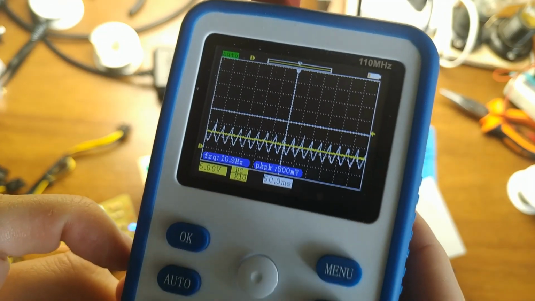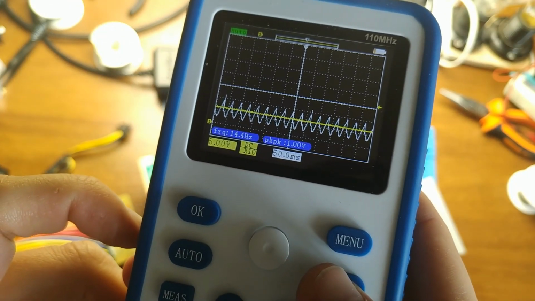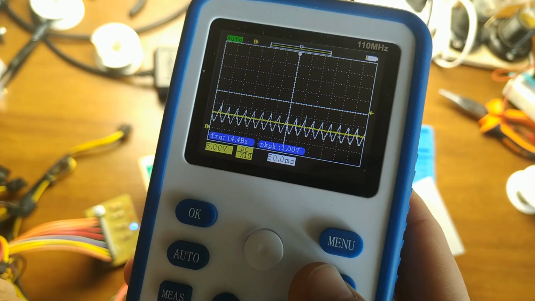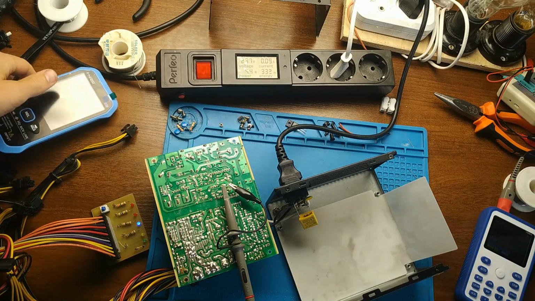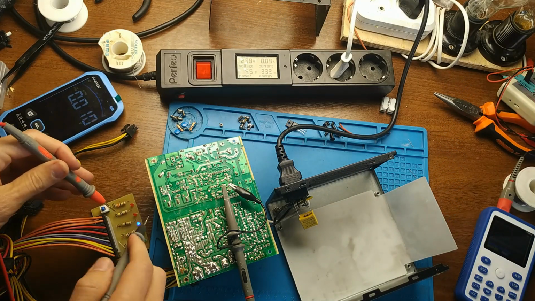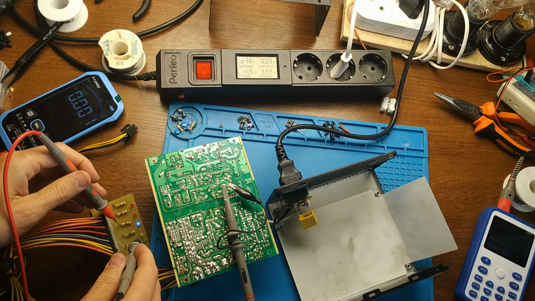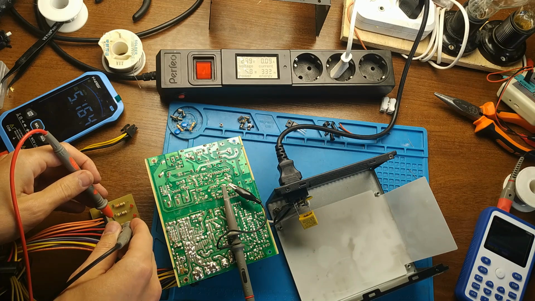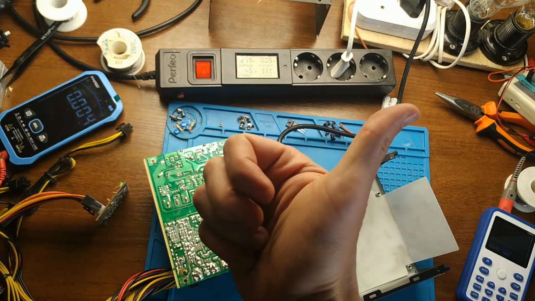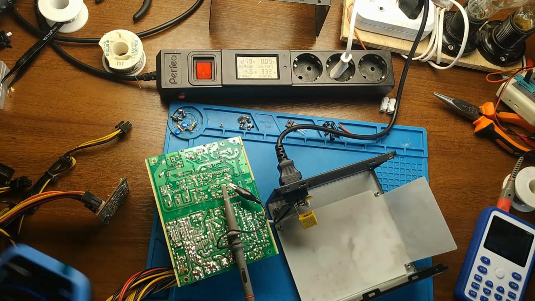The gray graph is the old values. The yellow graph is the new values. The capacitor works well. The voltage is very stable. The voltage is normal. This is simply excellent. We check the voltage. The voltage is about 5 volts. This is normal.